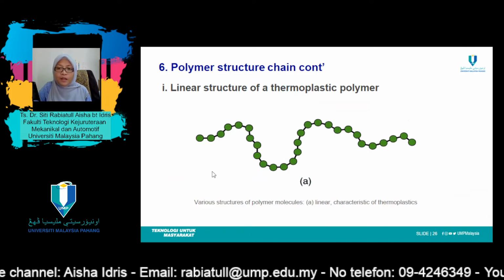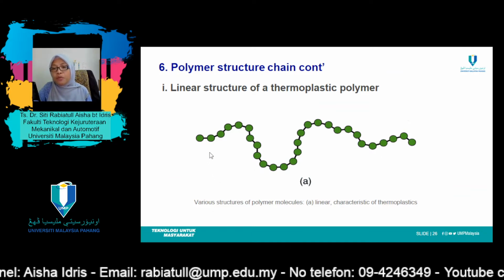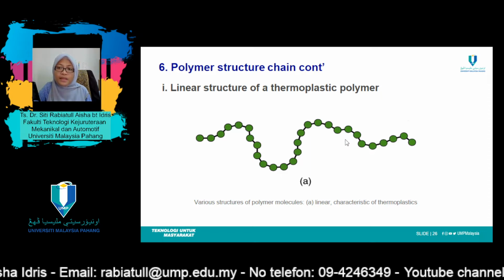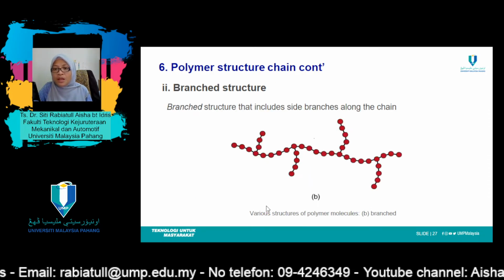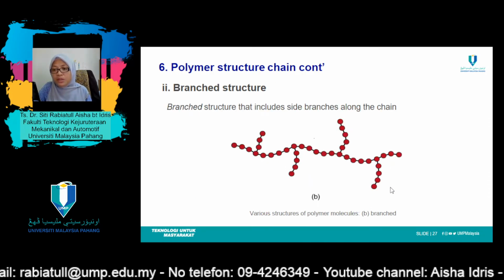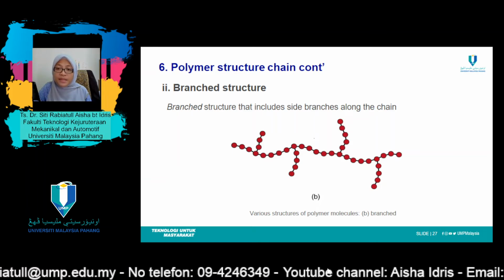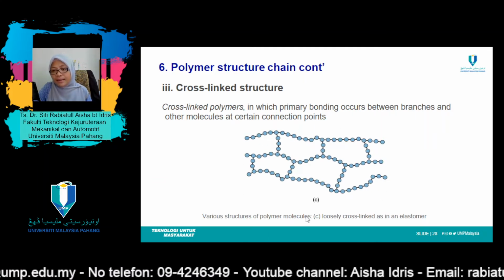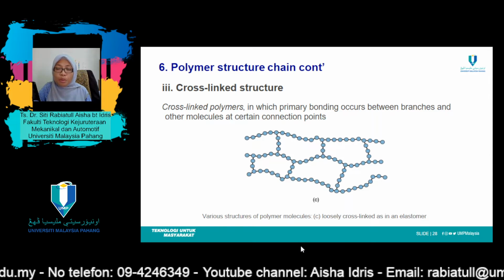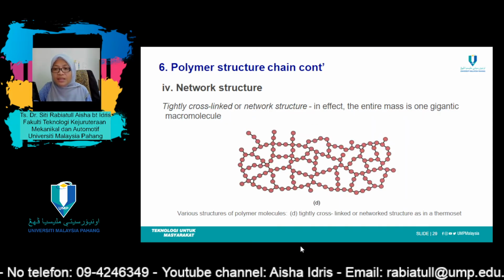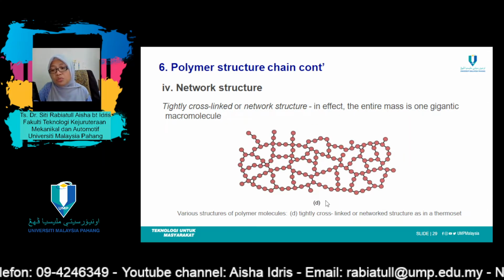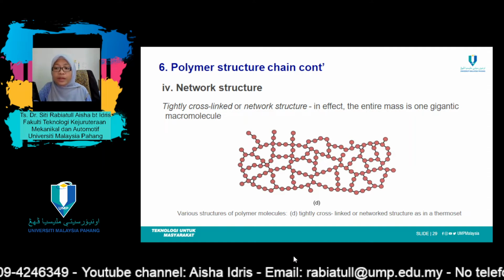Again, let's look at a quick review. A linear structure is found in thermoplastic polymer. This one is a branch structure, also found in thermoplastic polymer. Cross-link can be found in elastomer or in a thermoset. The same goes for network structure. This one can be found in thermoset.